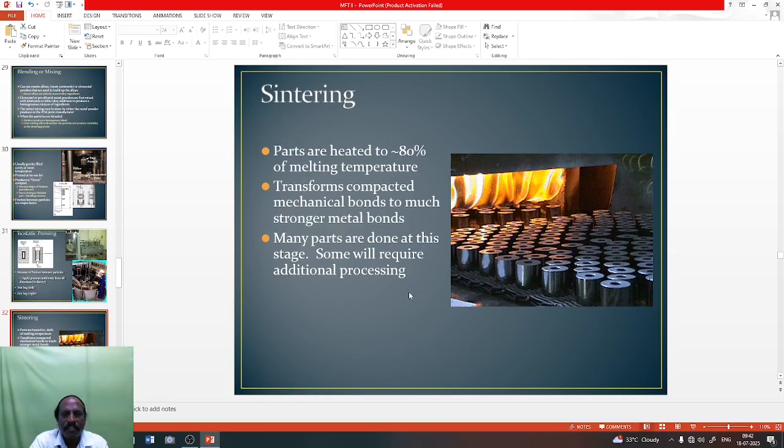So sintering means making a bond of the materials. The metal powders are taken and heated to 80% of the melting temperature, and then pressed and compacted. By that, the strength of the bonding will be higher, and the metal bonds will form. Many parts are done at this stage. Some will require additional processing.